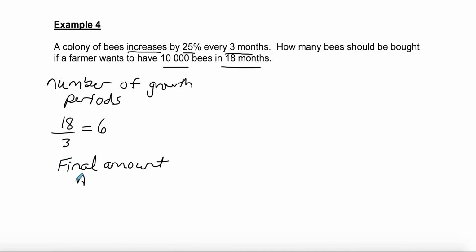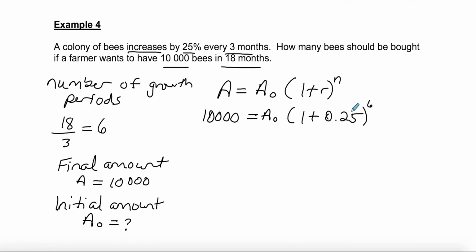Our final amount is 10,000 bees. So the farmer wants to have that in the end. But our initial amount, how many bees should be bought? This time we don't know our initial amount. So just be careful there. If we don't know our initial amount, the A subscript 0, that is what we're trying to find this time. So I would fill in my equation. I know we're increasing by 25%, so 0.25. I do know the number of growth periods is 6.